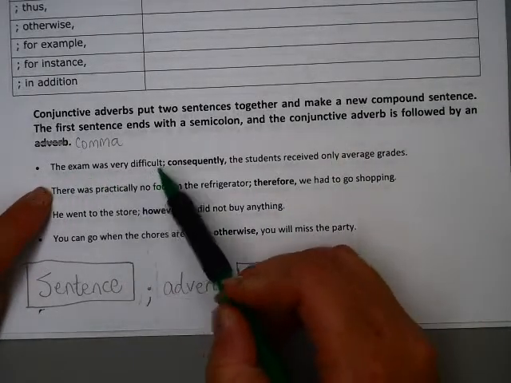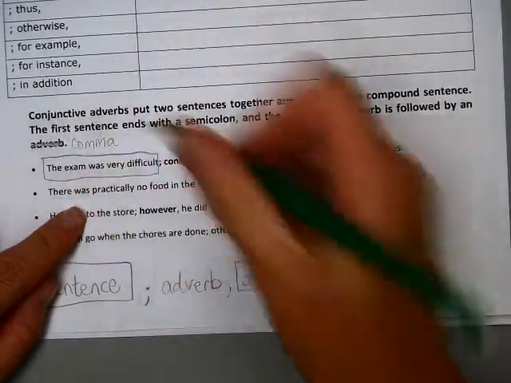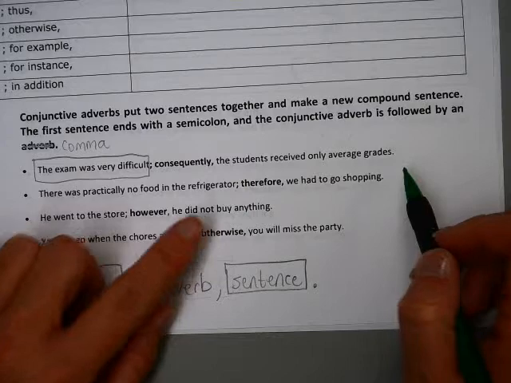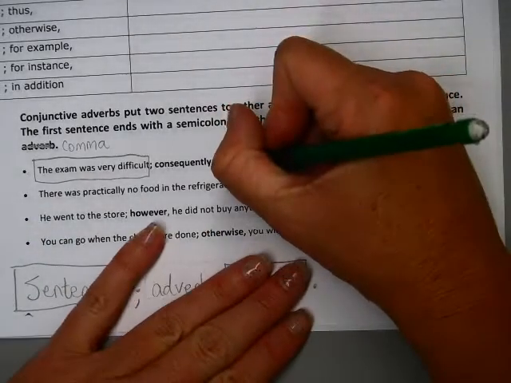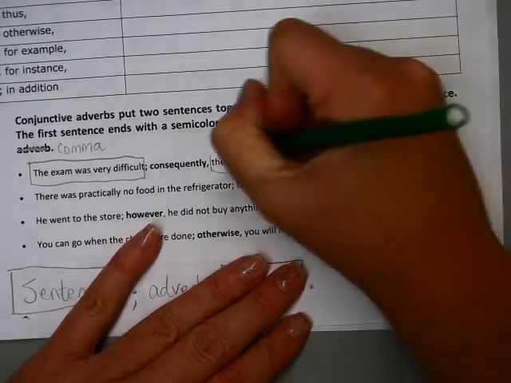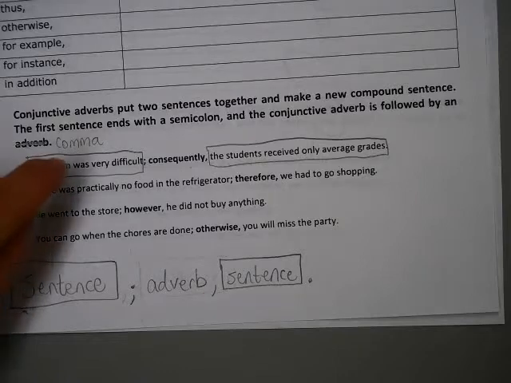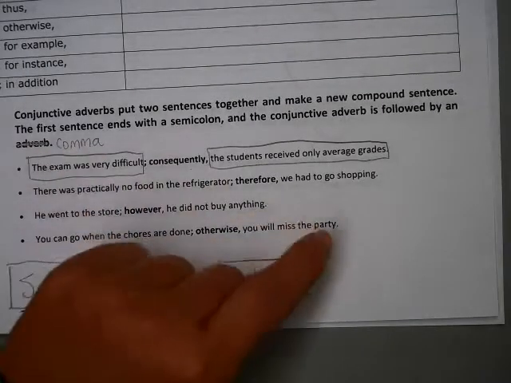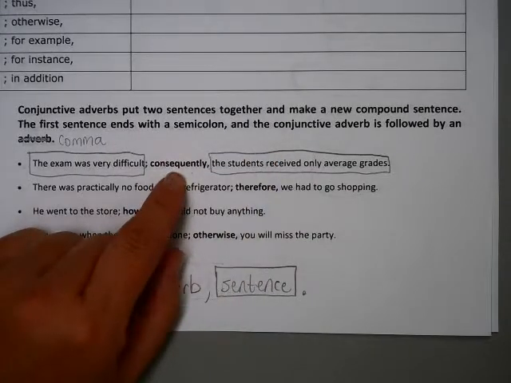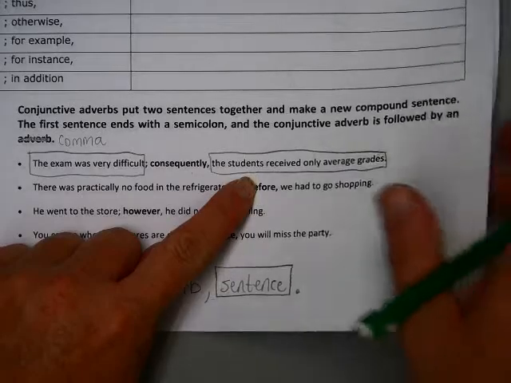The exam was very difficult. This is an independent clause because it makes sense all by itself. Semicolon, adverb, comma. The students received only average grades. Now this wouldn't really sound very good if we just had two simple sentences, so it makes so much more sense if we put these two together with the word consequently. So because the exam was difficult, the students didn't get the best grades on it. So consequently is kind of like our cause and effect. This thing happens first, and then this thing happens as a result of that.